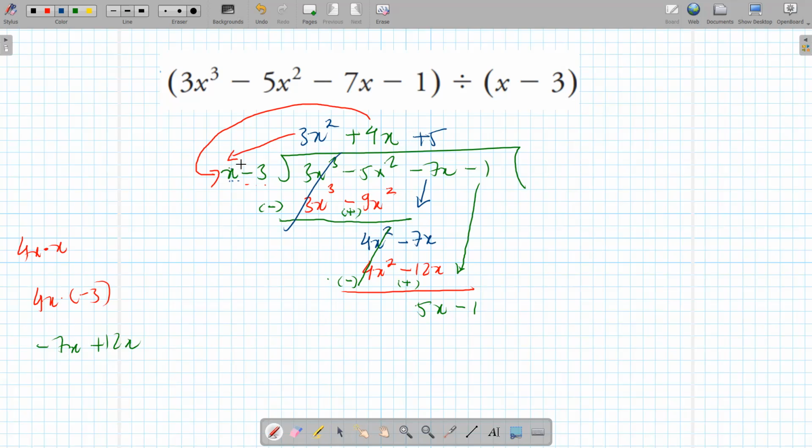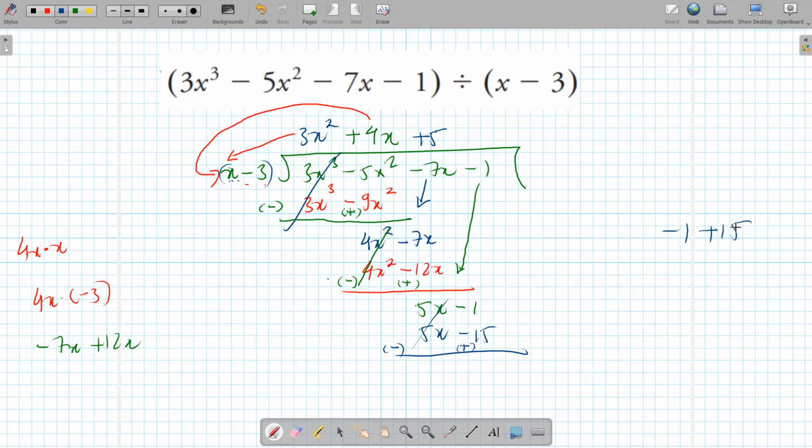But then again, we're not quite done yet. Now we've got to multiply the divisor with the number we put in here. 5 times x is 5x. 5 times negative 3 is minus 15. Then again, we subtract for the last time. The signs flip. So this is going to become minus, this is going to become plus. 5x minus 5x is a 0. What is negative 1 plus 15?